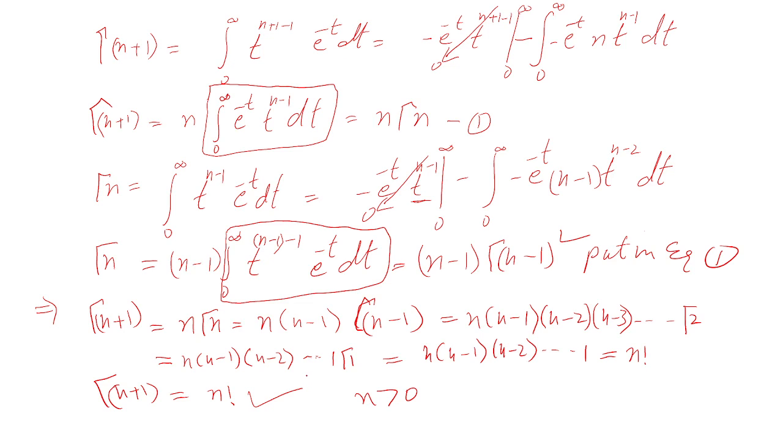This is a very useful relation which converts the factorial function into the gamma function, and we can now take n to be a positive fraction. So we can find the factorial of a positive fraction by putting it into the gamma function, and we can find the value.